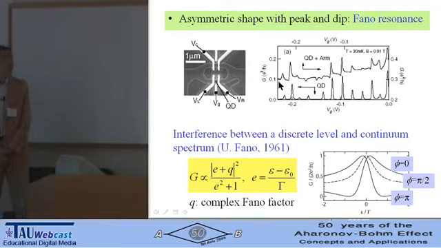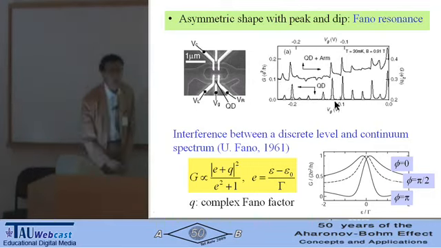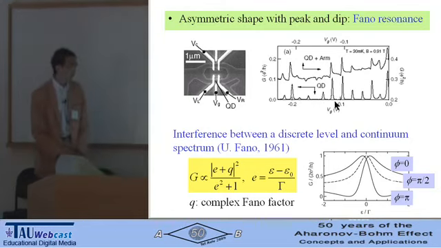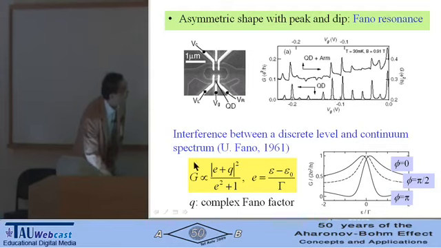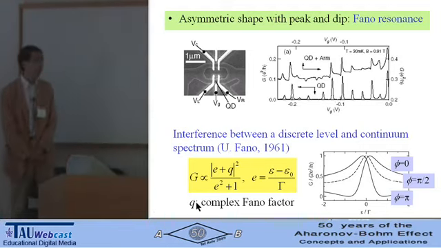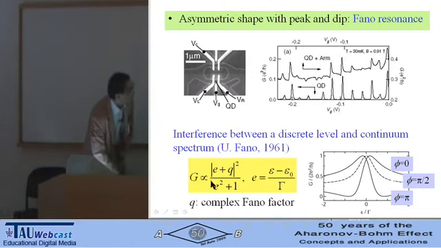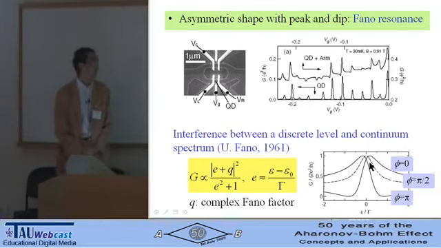so-called Fano resonance. The Fano resonance is due to the interference between a discrete level in the quantum dot and continuum spectrum in the leads. And conductance is given by this equation, and Q is a complex Fano factor in the magnetic field. And shape of the Fano resonance changes with the magnetic flux inside the ring.